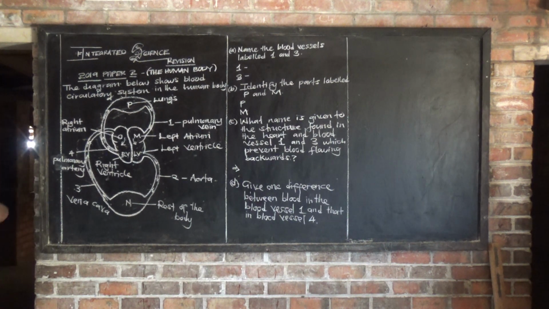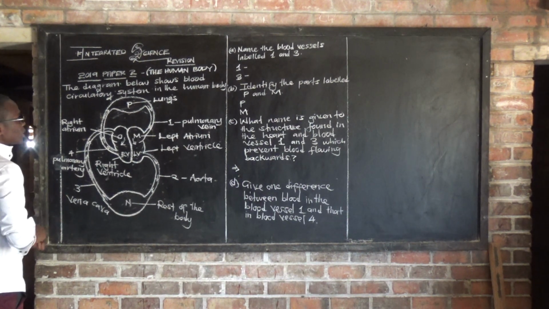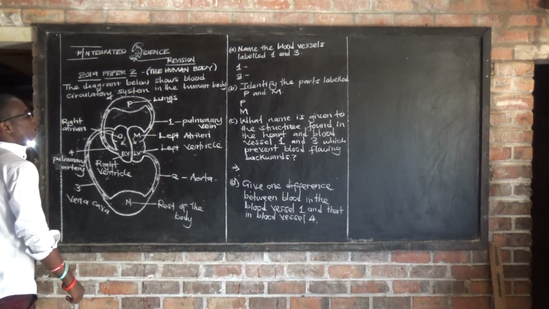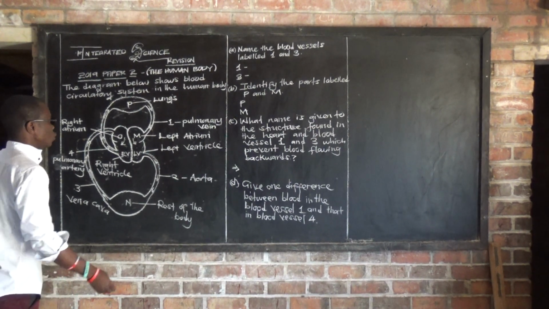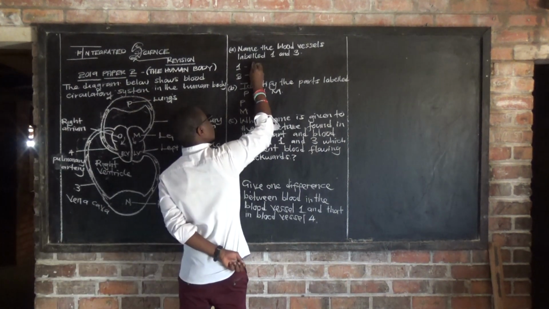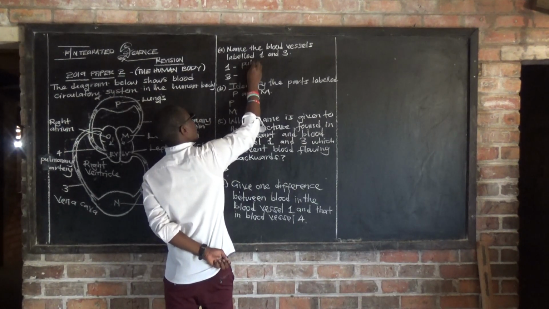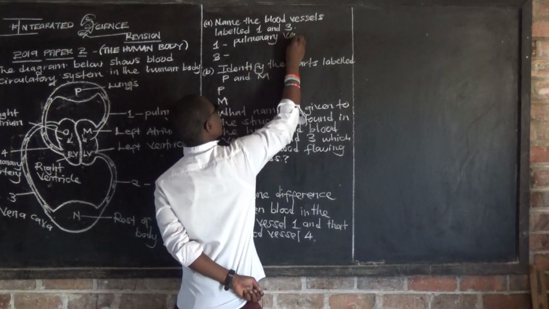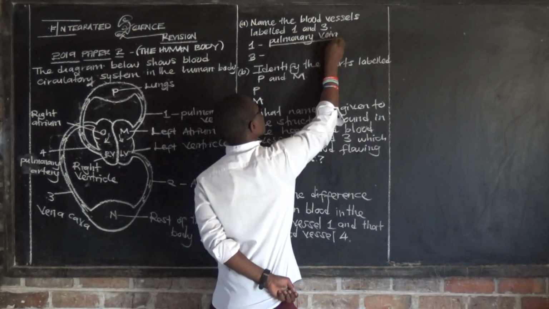Now let us look at the questions. The first one is A, it's saying, name the blood vessels labeled 1 and 3. So 1, this is our what? Pulmonary vein. Okay? So 1, it is our pulmonary vein. Okay, that's our answer.